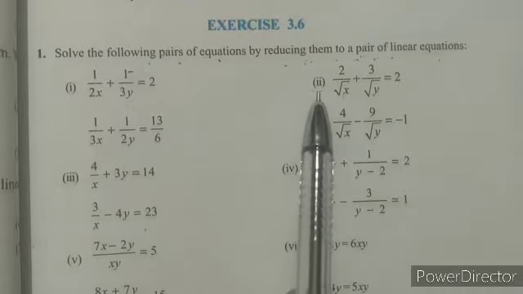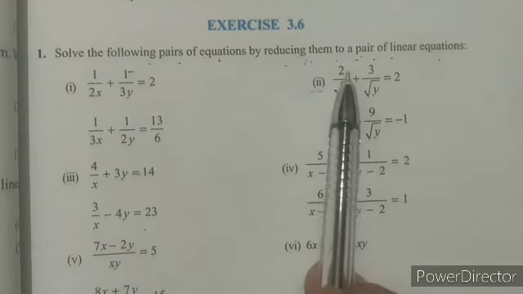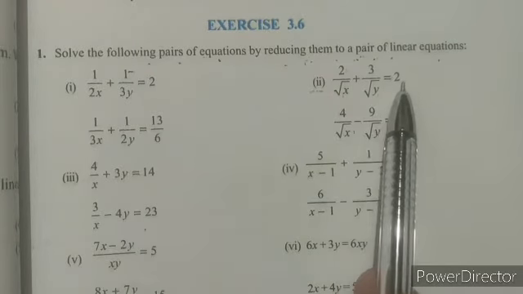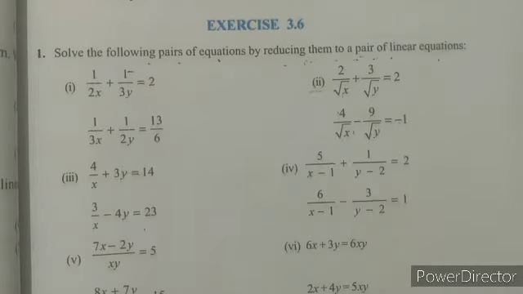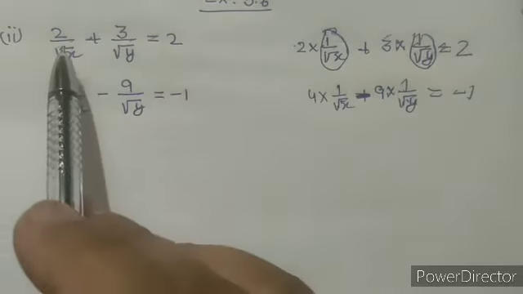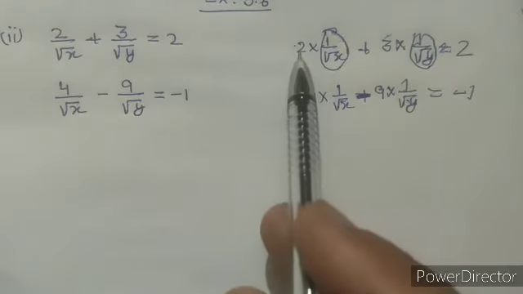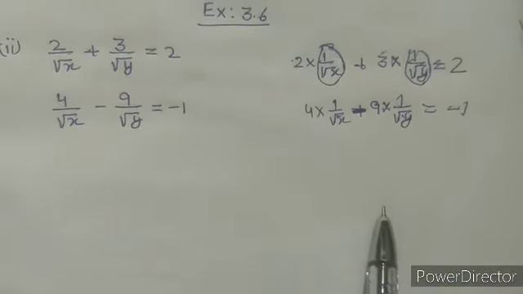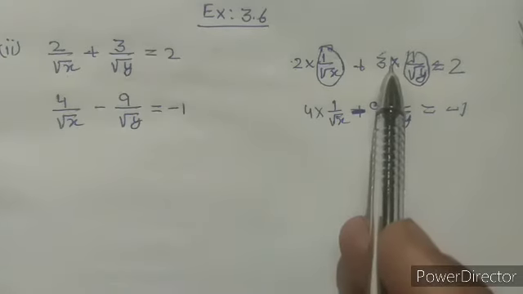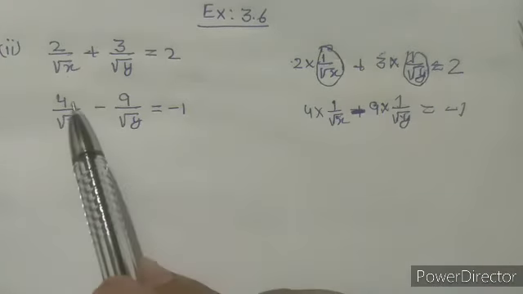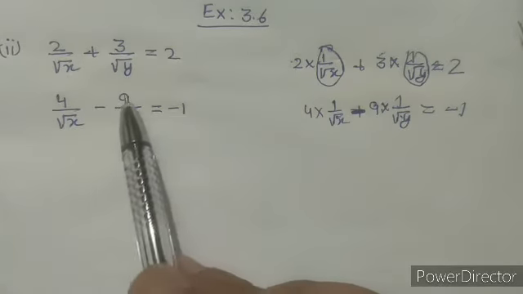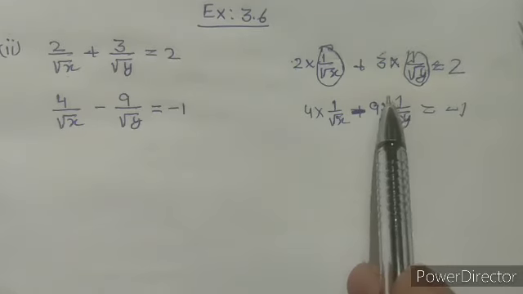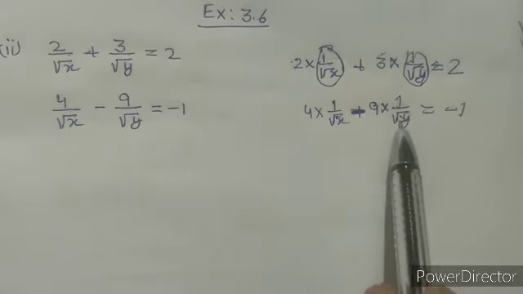Now, in second part of question number first, two equations are given to us: 2 upon root x plus 3 upon root y equal to 2, and 4 upon root x minus 9 upon root y equal to minus 1. Now this 2 upon root x can be written as 2 into 1 upon root x, and 3 upon root y can be written as 3 into 1 upon root y. Similarly, 4 upon root x can be written as 4 into 1 upon root x, and 9 upon root y can be written as 9 into 1 upon root y.